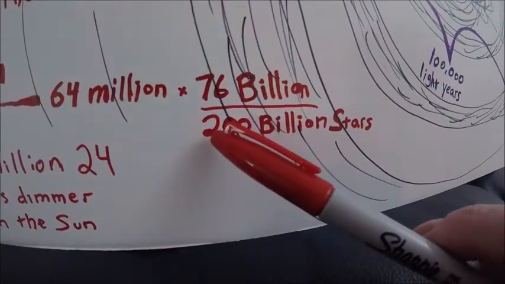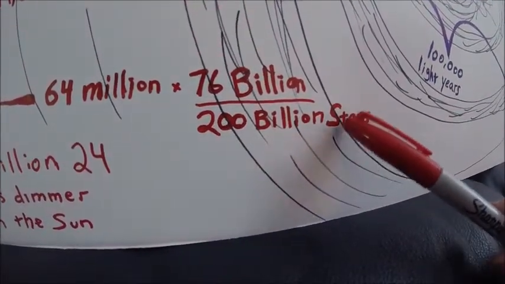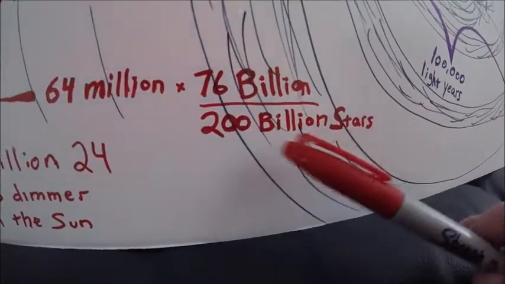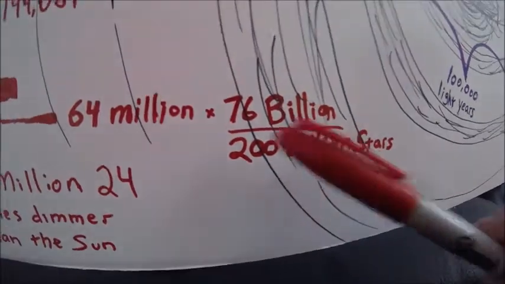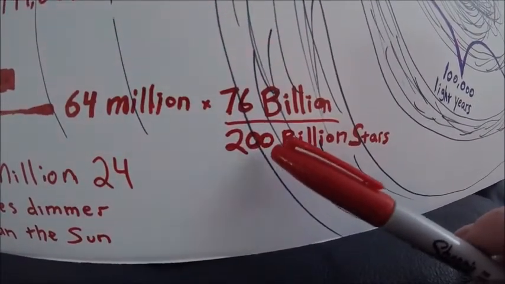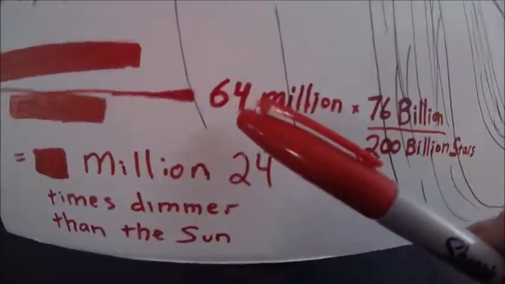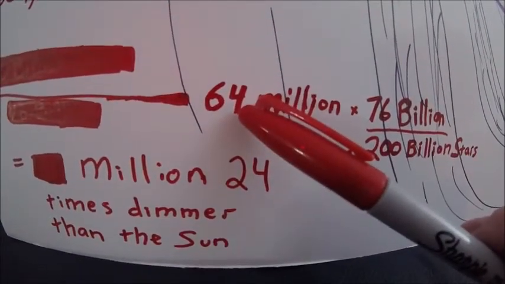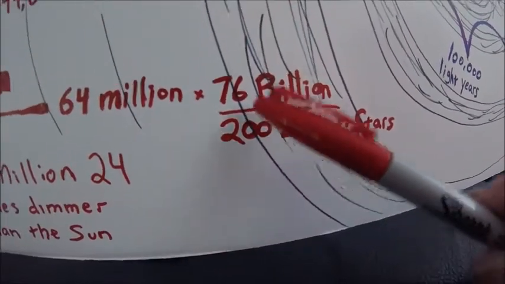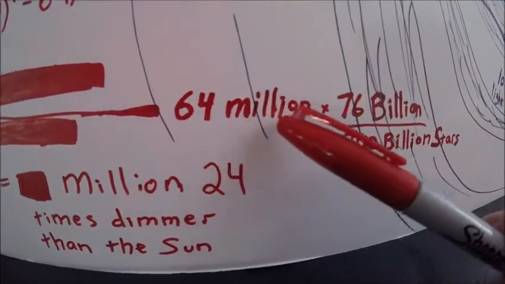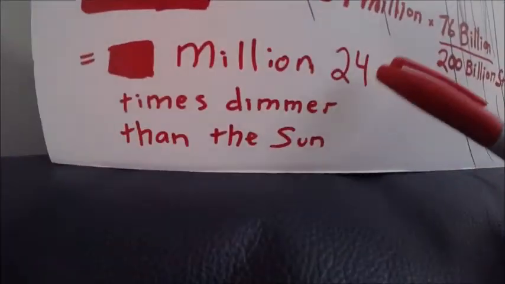So we have 200 billion visible stars. That's not counting red dwarfs, brown dwarfs, the ones you can't see. So we have to divide the 64 million by the 200 billion stars, because this factor is making it dimmer, but this factor is making it brighter. This fraction is about 2.64. So 64 million divided by 2.64 is 24 million.